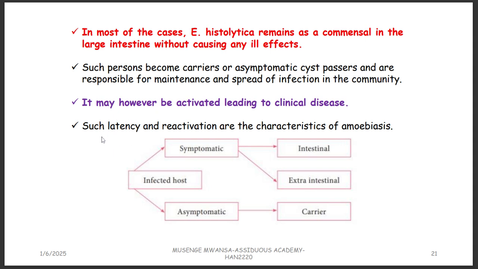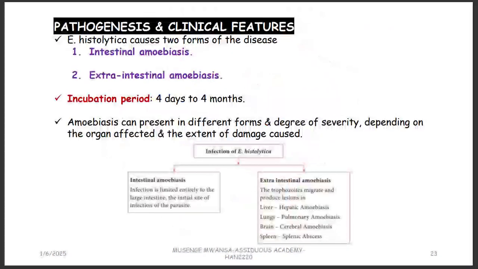Latency is a period when you can't see any clinical manifestations. So you have got the infected host. It can either be symptomatic or asymptomatic. The asymptomatic ones are carriers. The symptomatic ones can have intestinal disease, known as intestinal amoebiasis. Again, the amoeba can leave the GIT and go to other body parts like the liver. The liver is actually the first that can be attacked. That causes what is known as extraintestinal amoebiasis. So that is what happens.